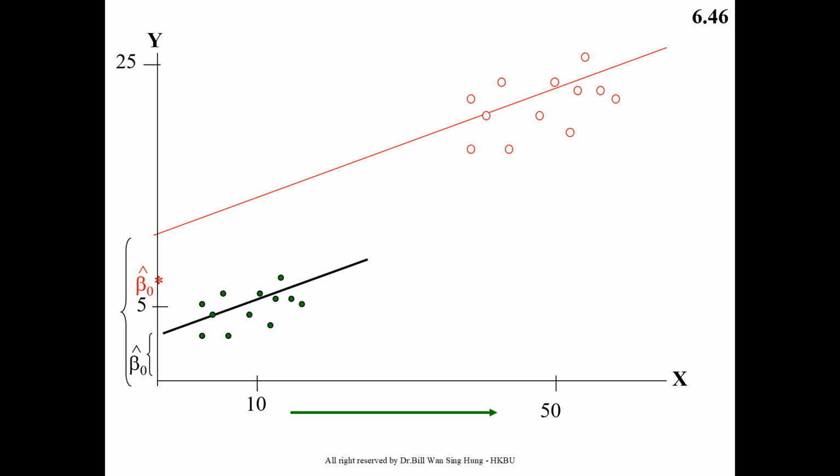And you can see the comparison here. Beta naught hat is equal to this here, and beta naught star is equal to this whole. So you see there is a change in the intercept, but the slope is the same. The slope is the same, but there is only a change in the intercept because of changing the scale.